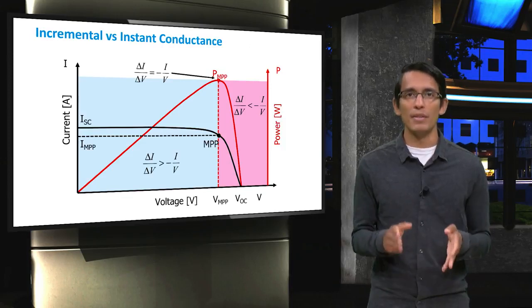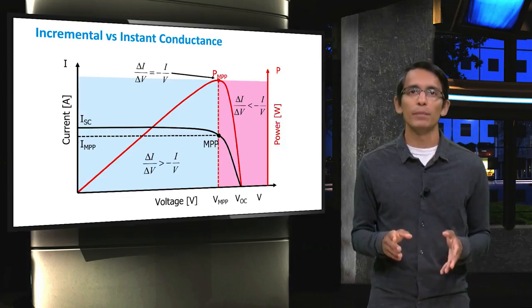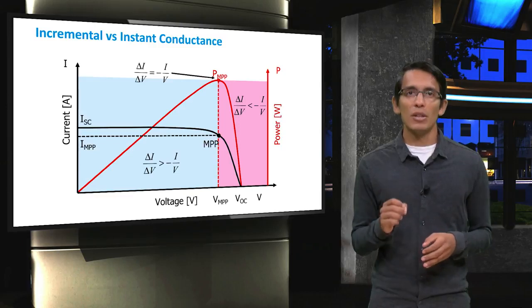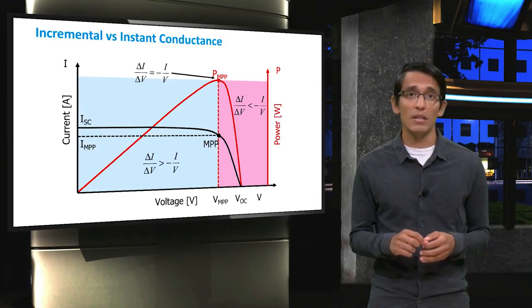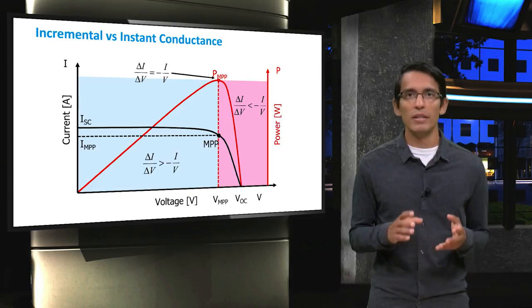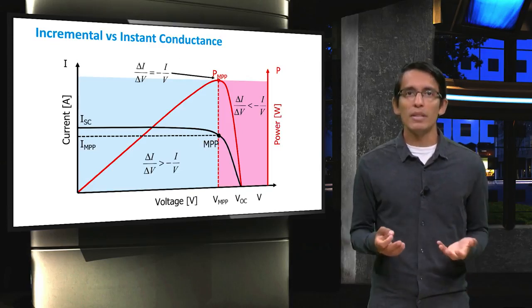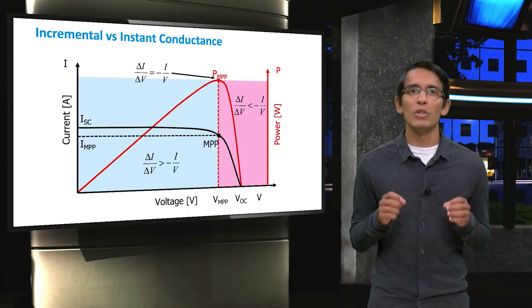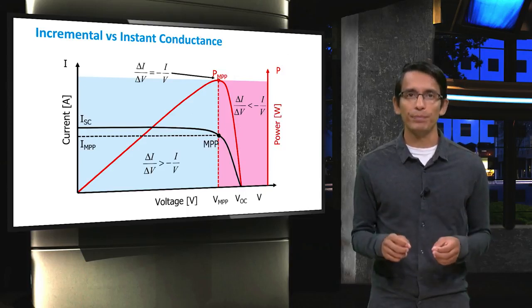negative voltage step is necessary in order to get to the MPP. Finally, if the incremental conductance is greater than the instantaneous conductance, we are in the blue region. This means a positive voltage move will get us to the MPP. So now you can see that we can use this method to continuously track and find the MPP.